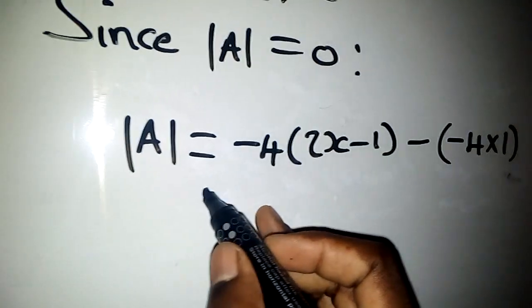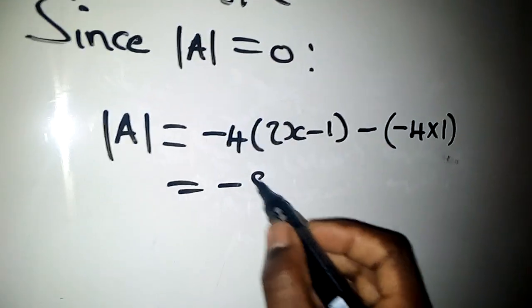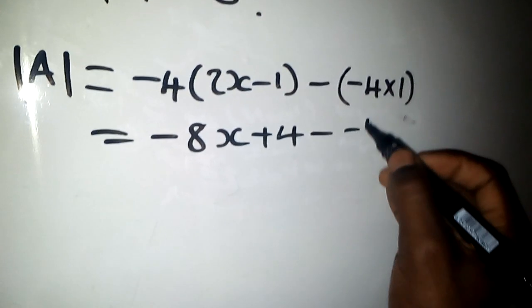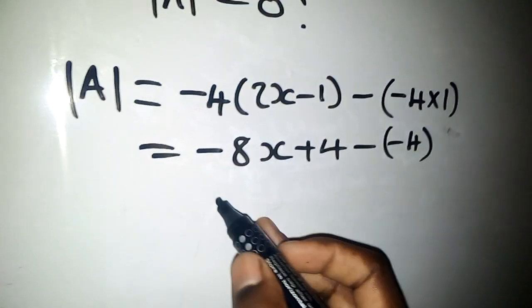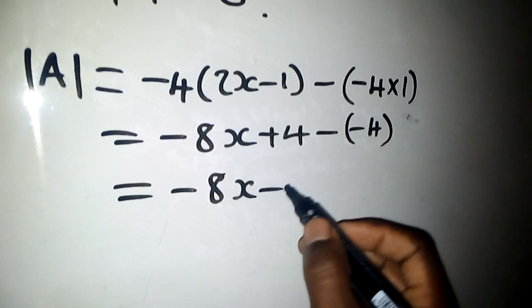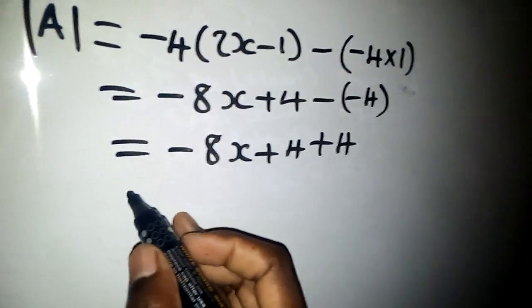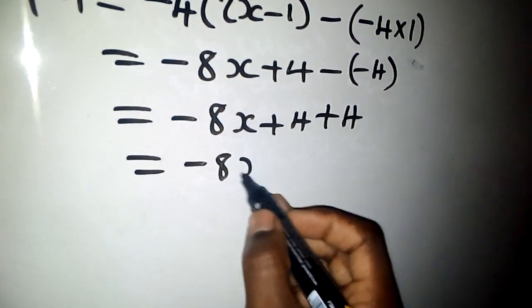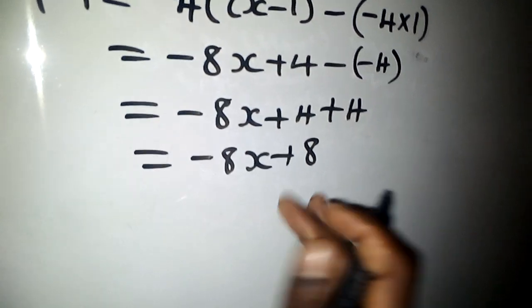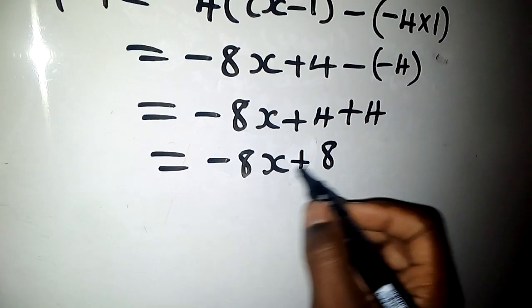Then we're going to simplify this. -4 times each element inside gives -8x plus 4 minus -4. Simplify further, we have -8x plus 4, minus times minus is plus. Simplify further, we have -8x plus 4 plus 4, that's 8. So we have -8x plus 8.